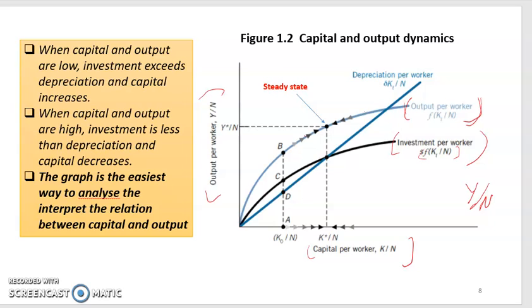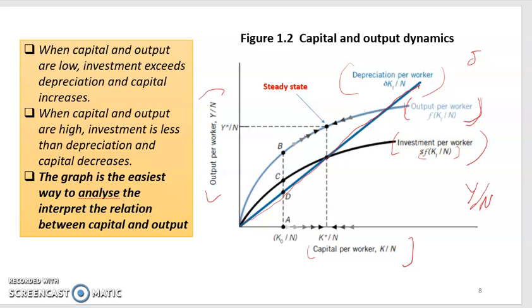So when capital per worker is already very high, the effect of a further increase in capital per worker on output per worker, and by implication on investment per worker, is very small. The straight line in our figure here represents depreciation. So depreciation per worker increases in proportion to capital per worker. So the relation is represented by the straight line, and the slope is represented by the depreciation rate.